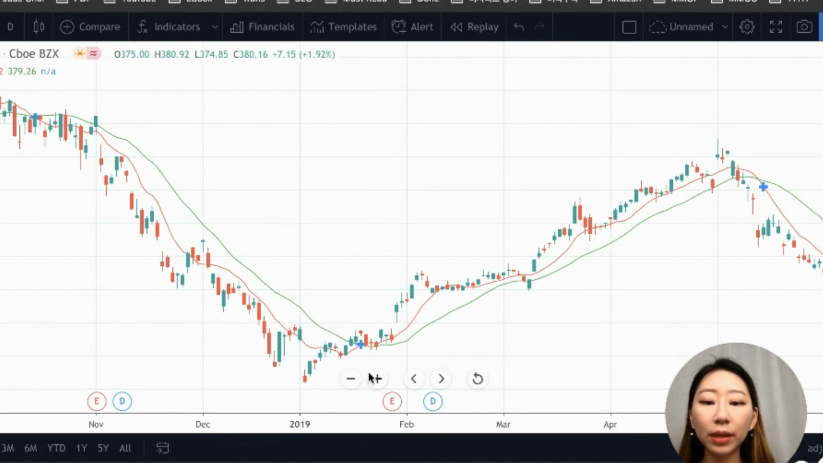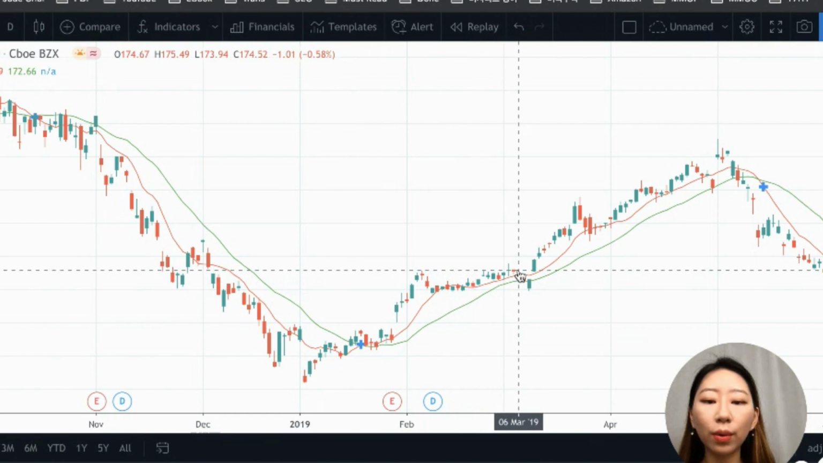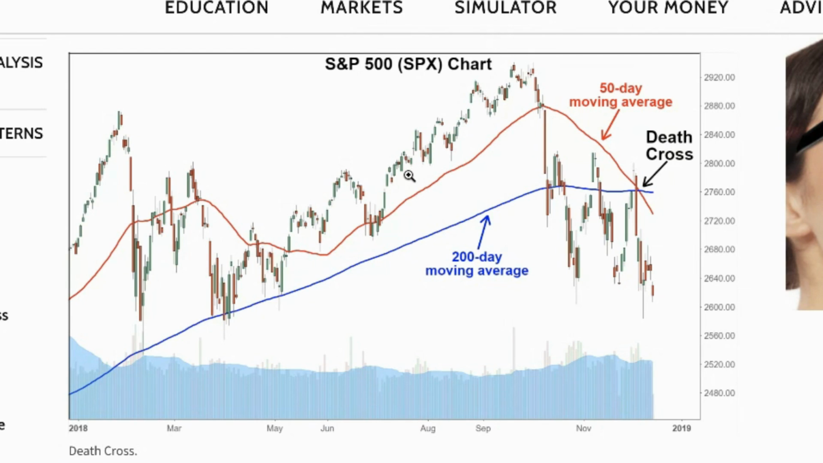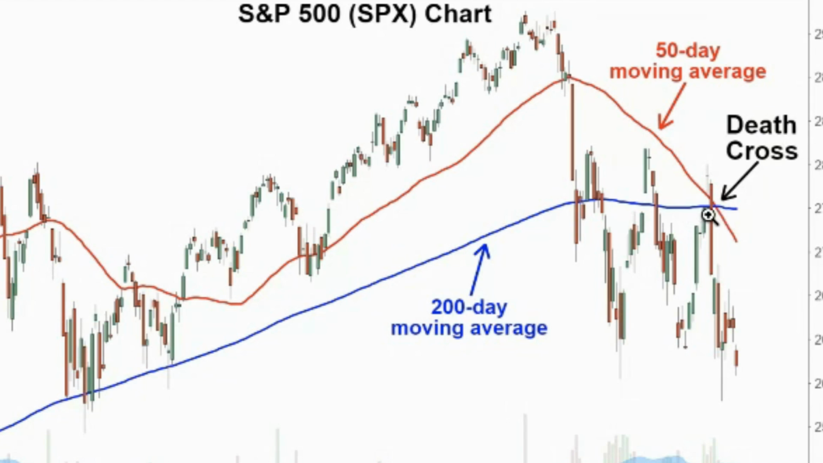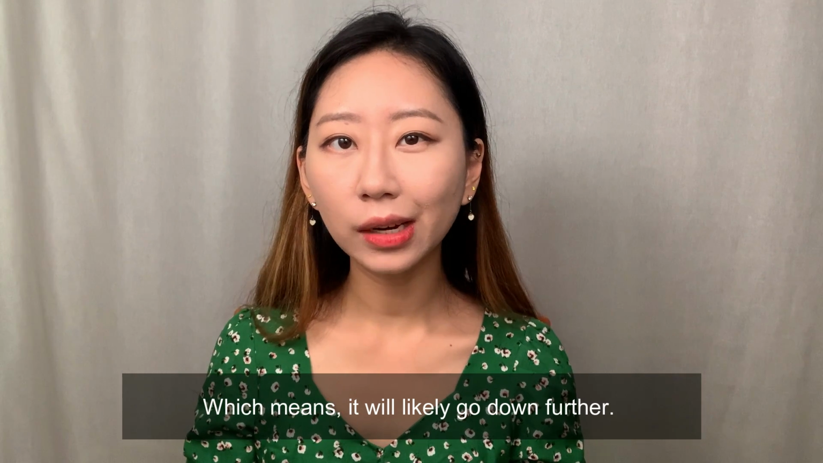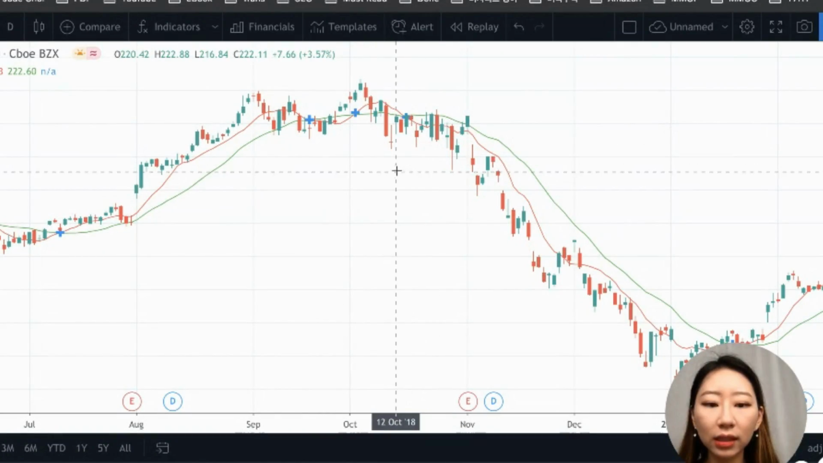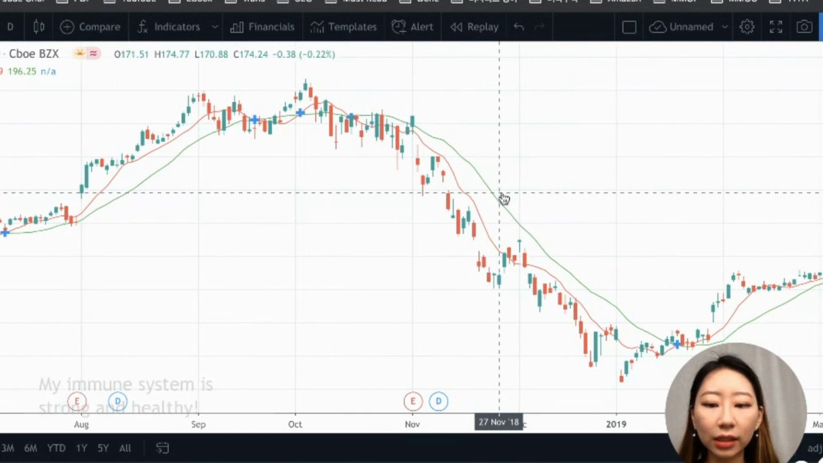And when this happens, the trend and price will likely keep increasing, so it's a good sign to buy the stocks. On the other hand, the death cross occurs when the short-term moving average line trends down and crosses the long-term moving average line, so basically going in the opposite direction than the golden cross, which means it's likely to go down further.